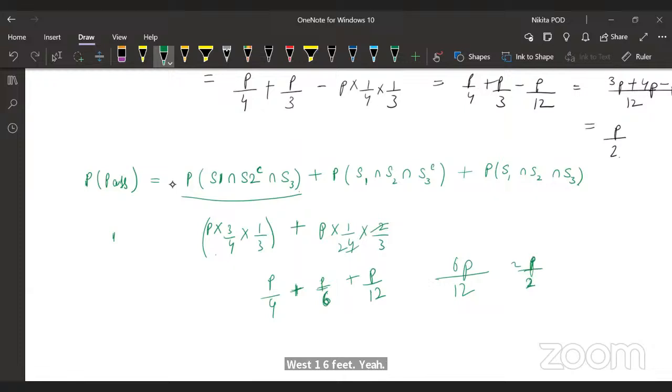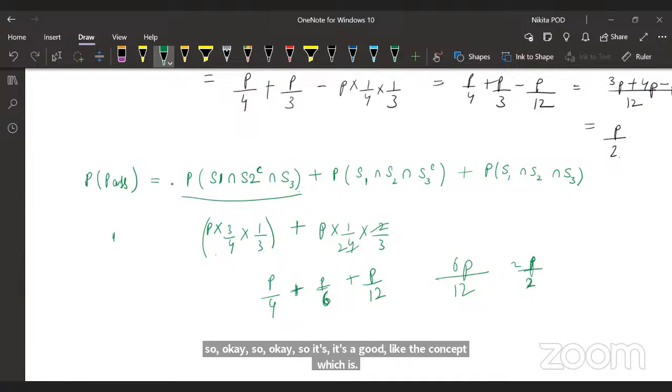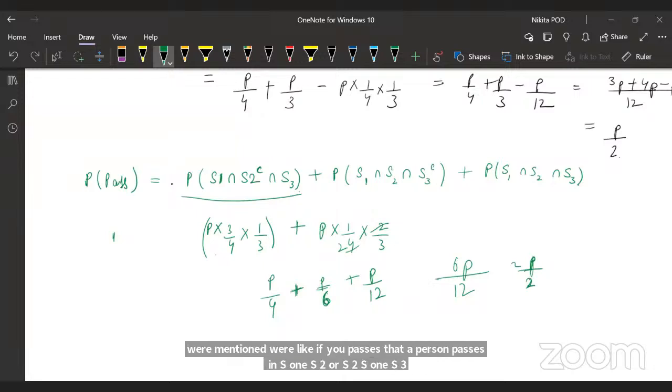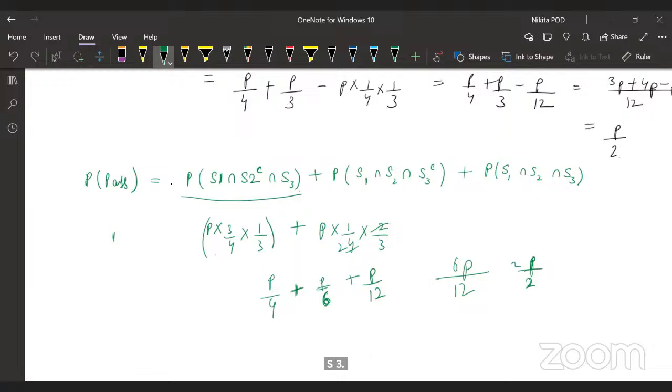Yeah, so the concept which is being cleared here is that even if it is not mentioned in the question, and the only conditions mentioned were that the person passes in S1 S2, or S2 S3, or S1 S3, we would still consider the case in which he passes in all the 3 sections.